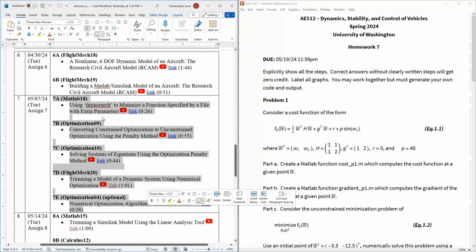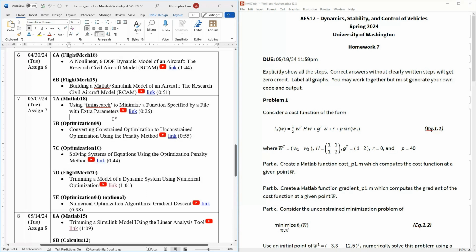The overall goal of week 7 is to basically take our aircraft model and get it operating at a condition that we care about. So we're going to talk about what that means, how to translate things like steady state, straight and level flight into mathematical constraints. But the way we're going to mechanize this week is it's actually going to use a lot of optimization framework to do that.